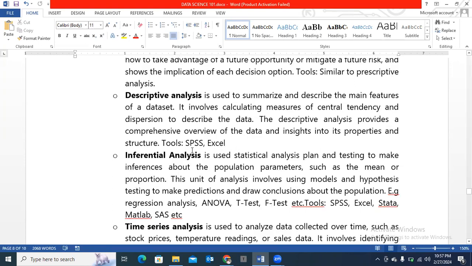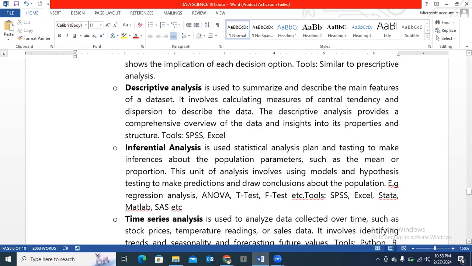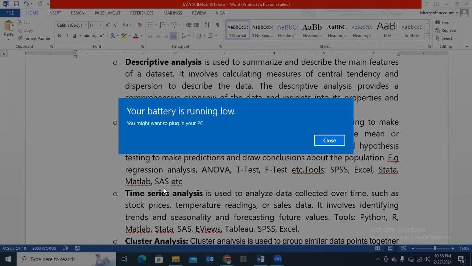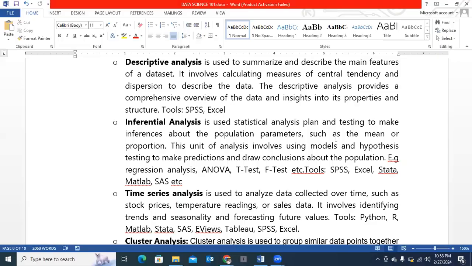Inferential analysis uses statistical analysis plan and testing to make inferences about the population parameter, such as mean or proportion. T-test, F-test, ANOVA, all these are inferential analysis. So SPSS, Excel, and Stata can help. MATLAB, SAS can help. Time series analysis: the data collected over time can be analyzed, so using Python, R, and MATLAB.